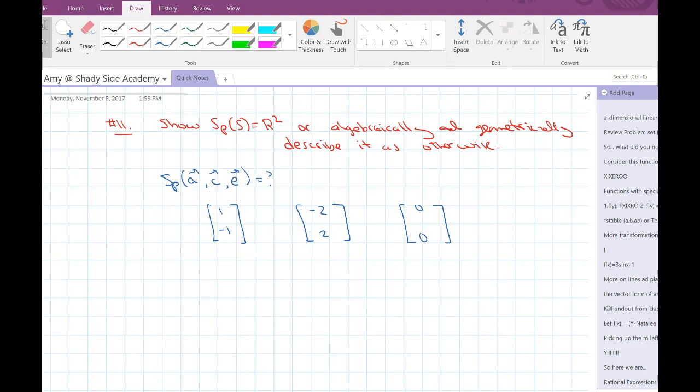So I just did question number 11 here on page 186. It says, show that the span of set S equals R2, or algebraically and geometrically described as otherwise. And the span for number 11 is the span of, this is set S here, okay? S just means some set S, and here is the set for question number 11: vector A, vector C, and vector E.